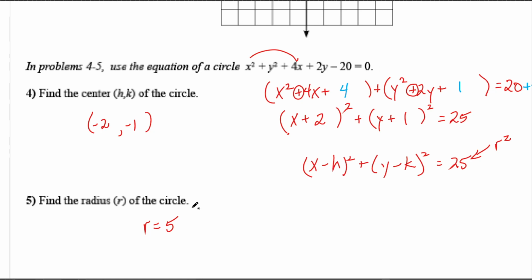Look at that. Finished on time. We're good to go. Yes, ma'am.